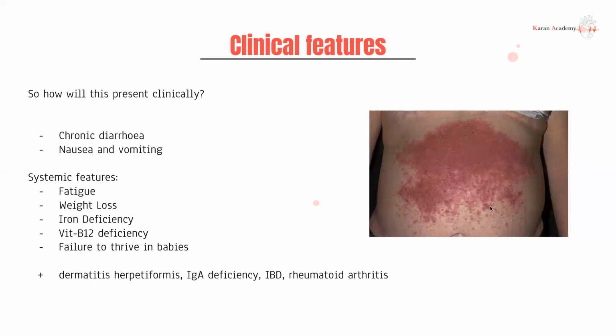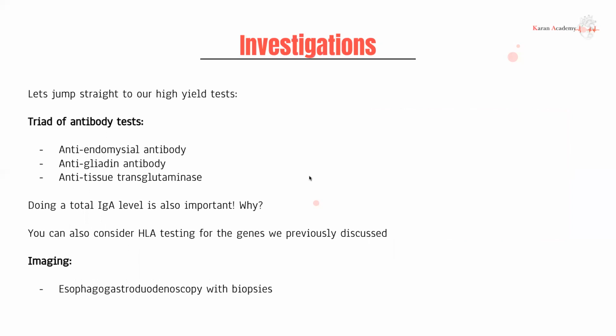And this is what dermatitis herpetiformis presents as. It's not a pretty picture, is it? So instead of going through just my usual stock standard bedside and bloods and imaging, let's just go to where the money's at. So we have a triad of antibody tests. So anti-endomysial antibody, or EMA. We have anti-gliadin. As we know, we have an antibody to gliadin, which is the breakdown product of gluten. And then you also have anti-tissue transglutaminase. Doing a total IgA level is also important in this case.